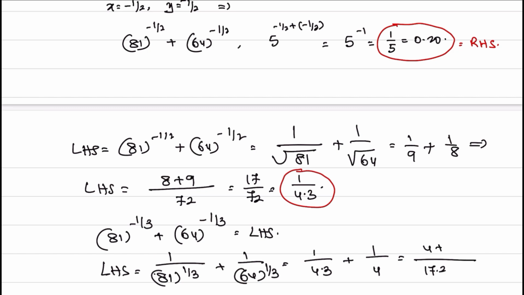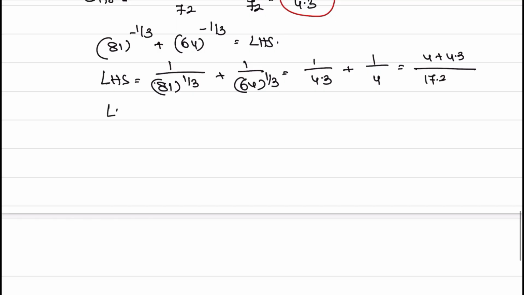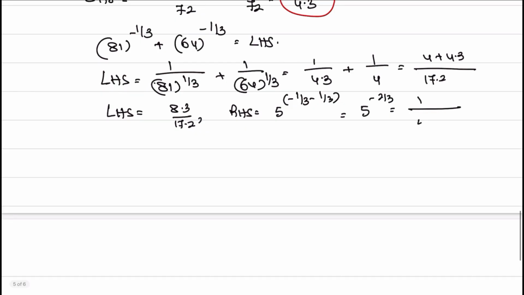17.2, 4 plus 4.3, 8.3. Left hand side is equal to 8.3 divided by 17.2, and right hand side is equal to 5 to the power of minus 1 by 3 minus 1 by 3, 5 to the power of minus 2 by 3, 1 by 5 to the power of 2 by 3. What is 5 to the power of 1 by 3? Just see. What best can we get the answer?